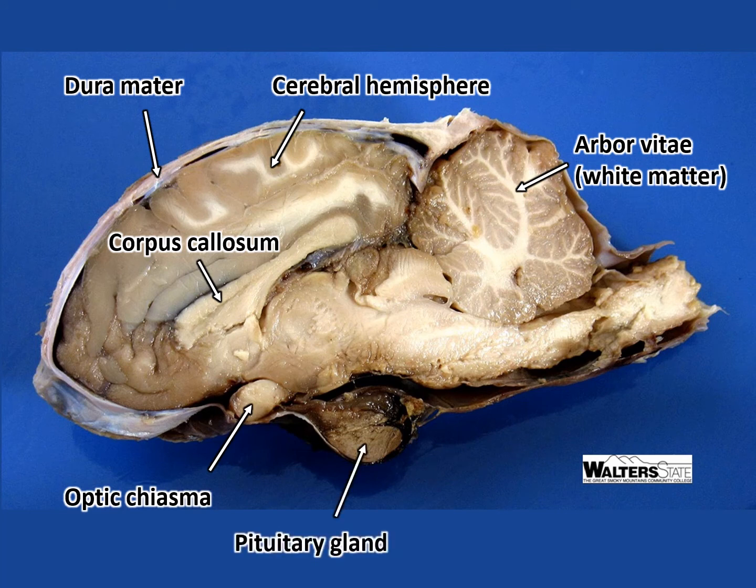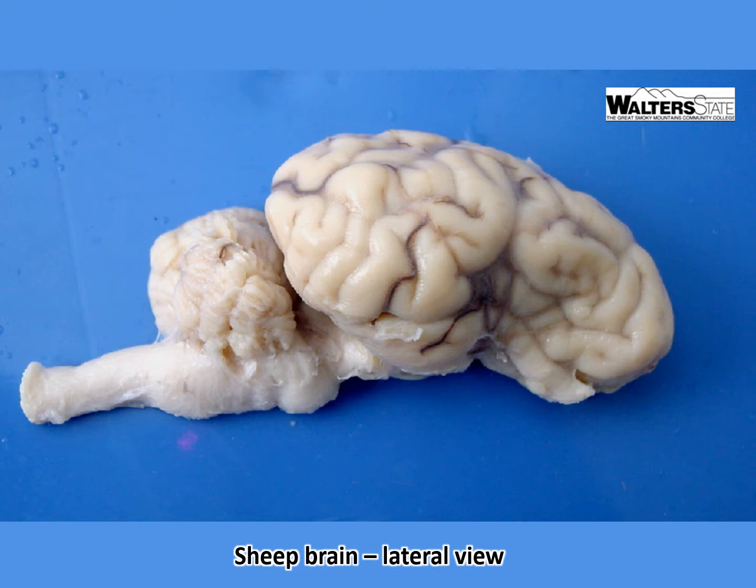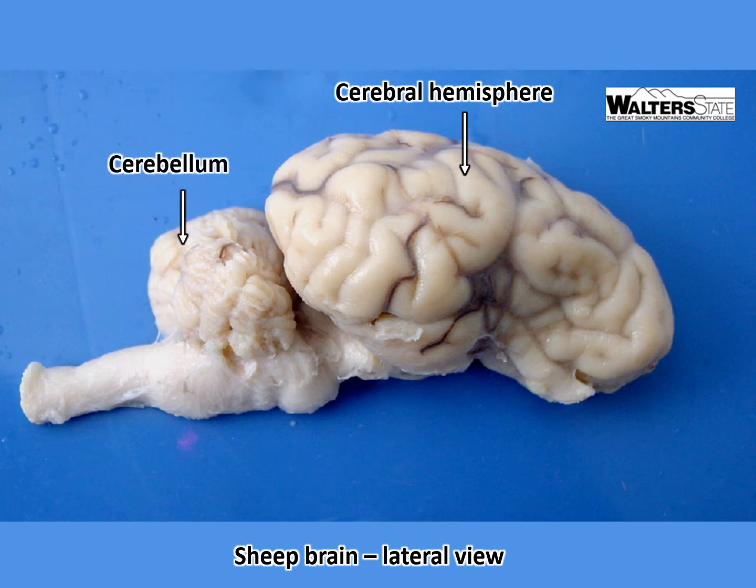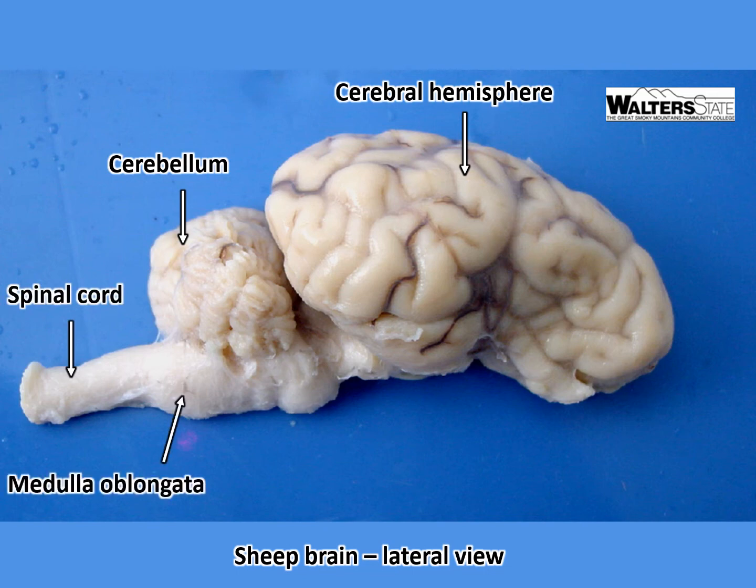This is the pituitary gland, which is the master gland of the endocrine system. This is the thalamus. Taking a look at the lateral view of this section of sheep brain, here's the cerebral hemisphere. This is the cerebellum. Here's the spinal cord. Here's the medulla oblongata, the pons, and the olfactory bulb.